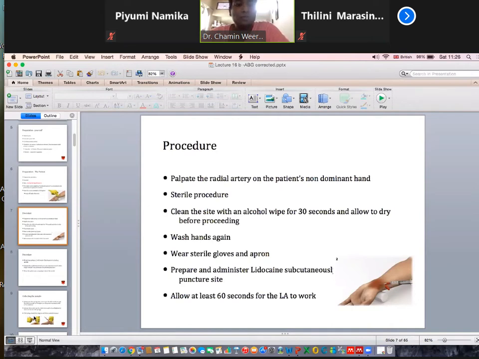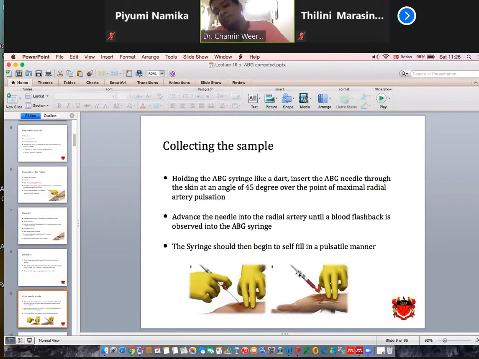Then what you do is you advance the needle at a 45-degree angle. Last time when I did the class, your colleagues told that you should advance the needle at a 90-degree angle to skin. When you advance the needle at a 90-degree angle, you will be advancing the needle perpendicular to the artery. The flow is proximal to distal, in this direction. So when you direct it at a 90-degree angle, the flow will be perpendicular to the needle.